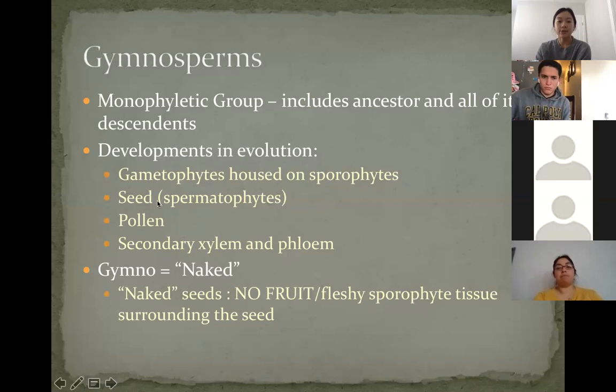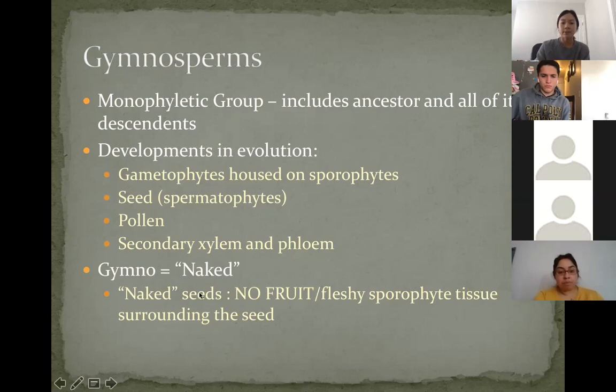There was also the evolution of the seed and pollen. Those happened pretty much simultaneously. And then also the evolution of secondary xylem and phloem. Even though seedless vascular plants did have true vascular tissues, it wasn't secondary, meaning they weren't producing true wood or true bark yet.